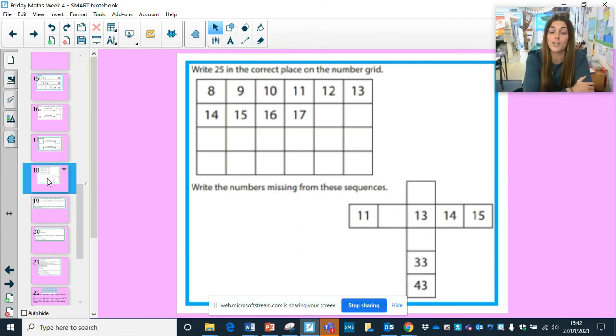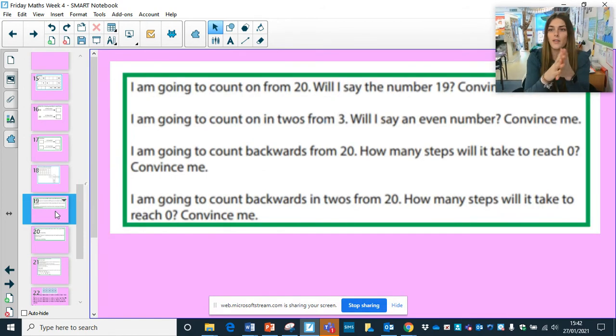Here you've got to write the number 25 in the correct place on the number grid. And then you've also got a sequence of numbers here and writing the missing number in the sequence, okay, off that cross grid. Then there's some word problems.